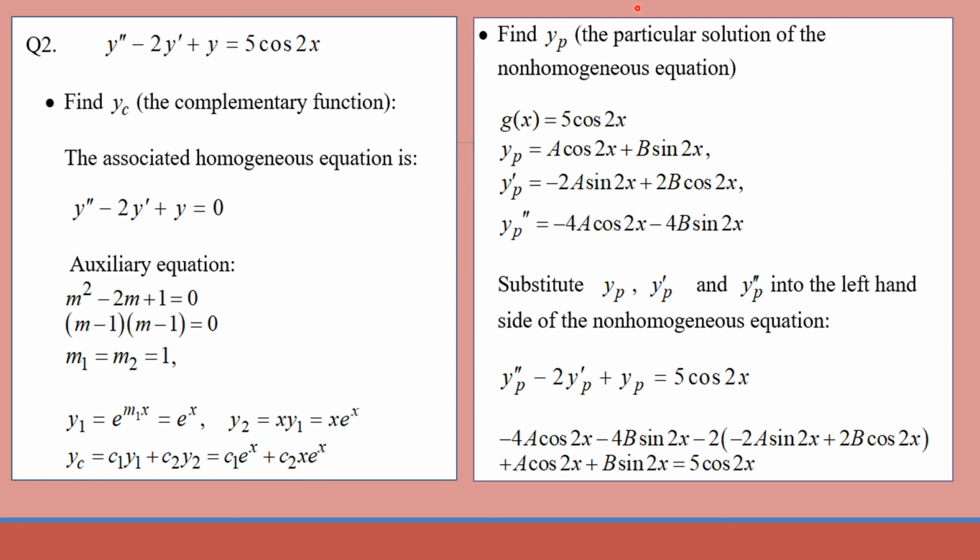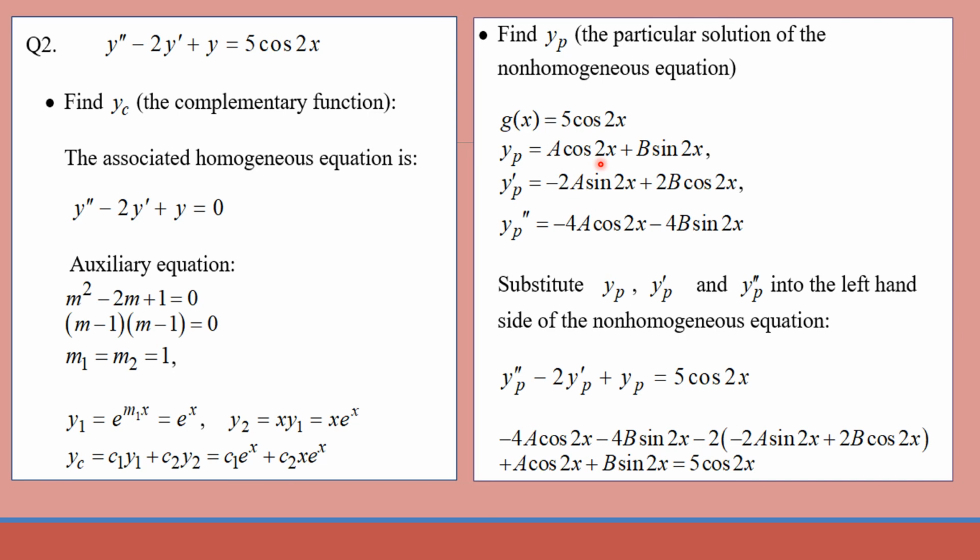The next step is to find the yp, the particular solution of the non-homogeneous equation. Note that the g(x) is given by 5 cos 2x. So to form the yp, we need to write down a function which is similar to the form of the given g(x), and that will be a cos 2x. So the constant 5 is replaced by the coefficient a, followed by the cosine function. So we have a cos 2x.